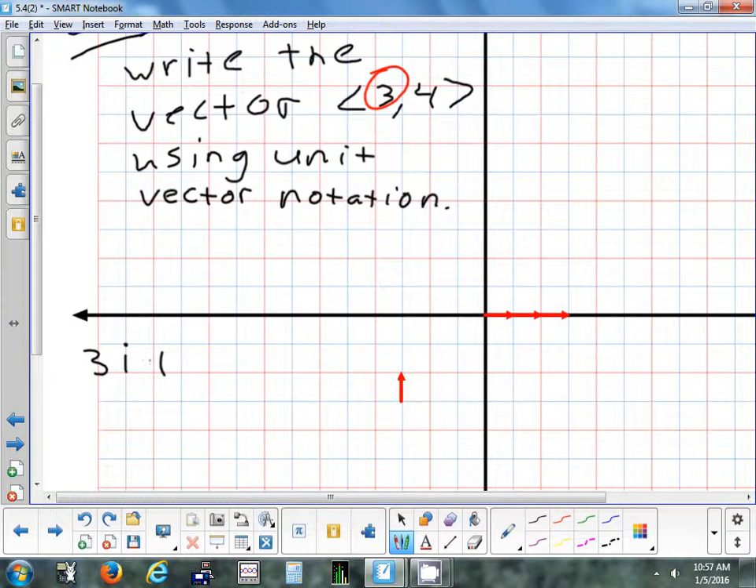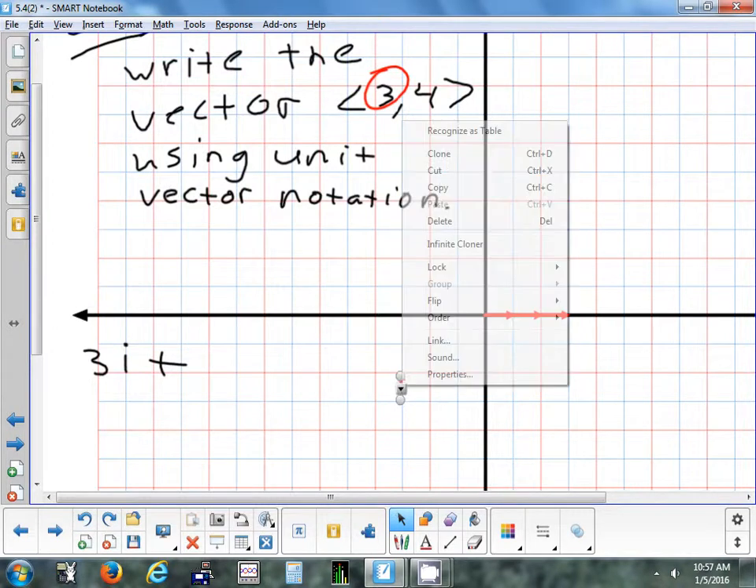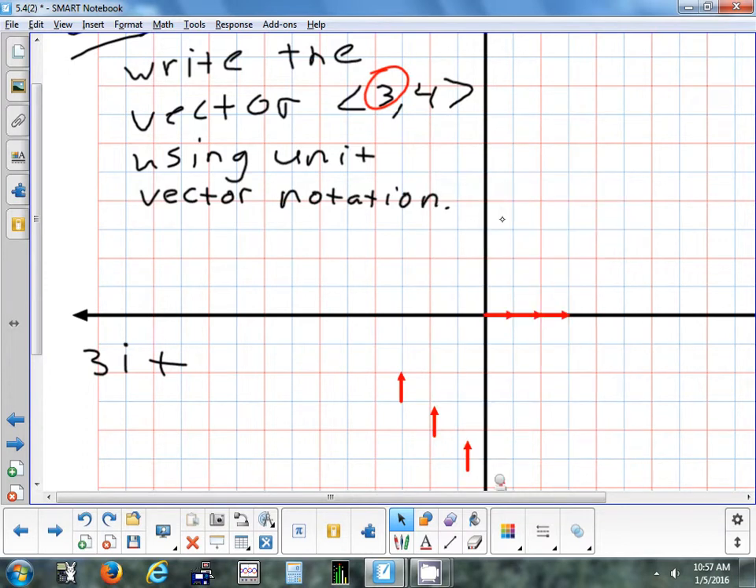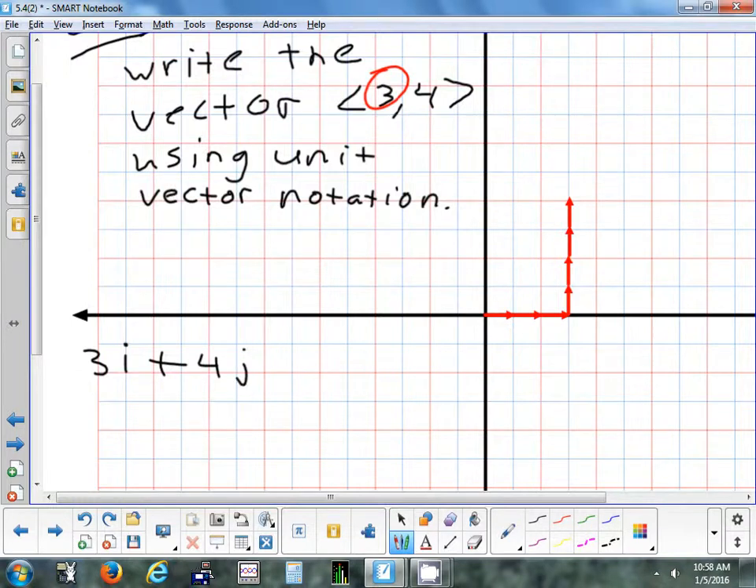Plus, okay, now I'm going to build the vertical component. How many vertical components do I need? 4. Yeah, I need 4. So I'm just going to take 4 of these. Let's just make them right now. And now stack all 4 of those together. So we got 1, 2, 3, and 4. Okay, so now I just built the part for j.